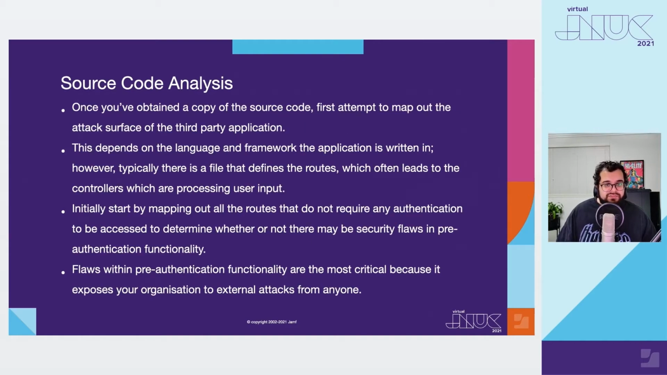Once you've obtained a copy of the source code, first you need to map out the attack surface of the third-party application. This depends on the language and framework. However, typically there is a file that defines the routes, which often leads to the controllers that process user input. When you initially start, map out all the routes that do not require any authentication, and try to discover security flaws in the pre-authentication functionality. Flaws there are usually the most critical ones because they can expose your organization to external attacks from anyone.